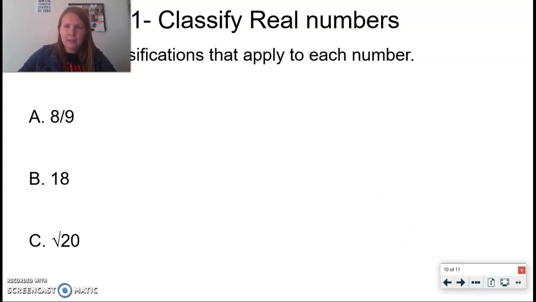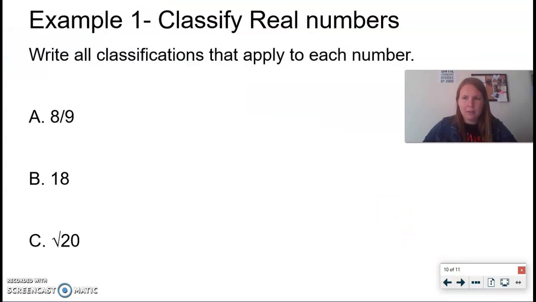Alrighty, so here are the examples then. What we need to do is take a look at these numbers and decide and classify them. So write all classifications that apply to each number. Your first part is going to be, is it rational or is it irrational?